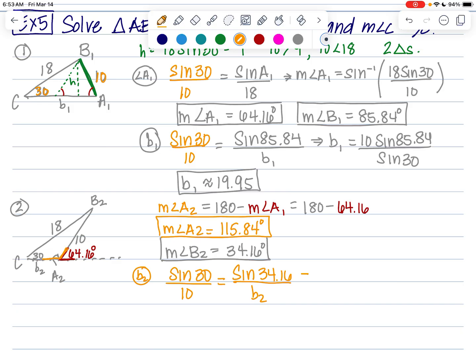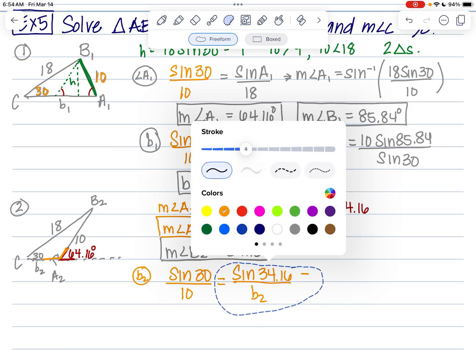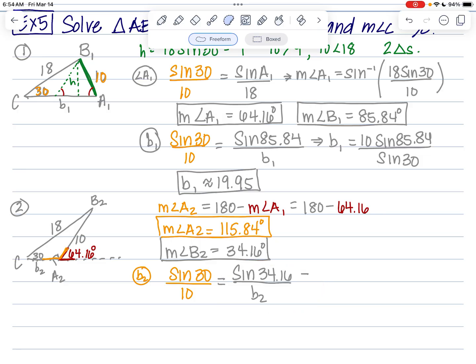And I meant to make that a different color. See if I can do this. Style. What's up? That's so cool. If you didn't know you could do that on Notability, you can do that on Notability.